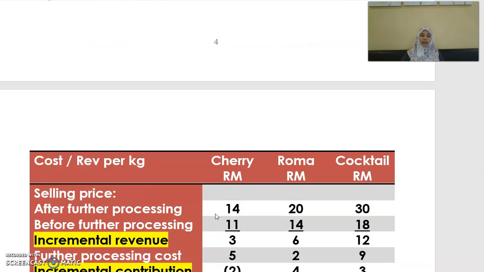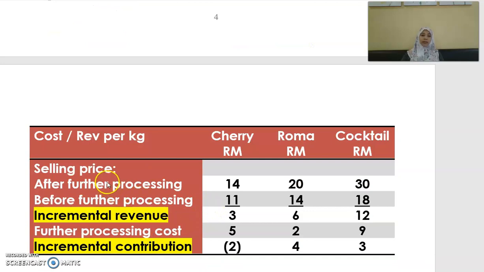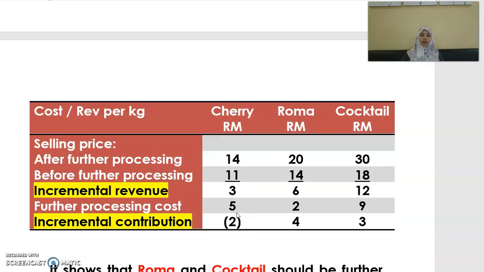Look here, the selling price after further processing is 14, taken from the question just now. Before further processing, your selling price is 11. So your incremental revenue will be 3. And what about your processing cost? Your further processing cost for cherry is 5. So that gives you a negative incremental contribution of 2.